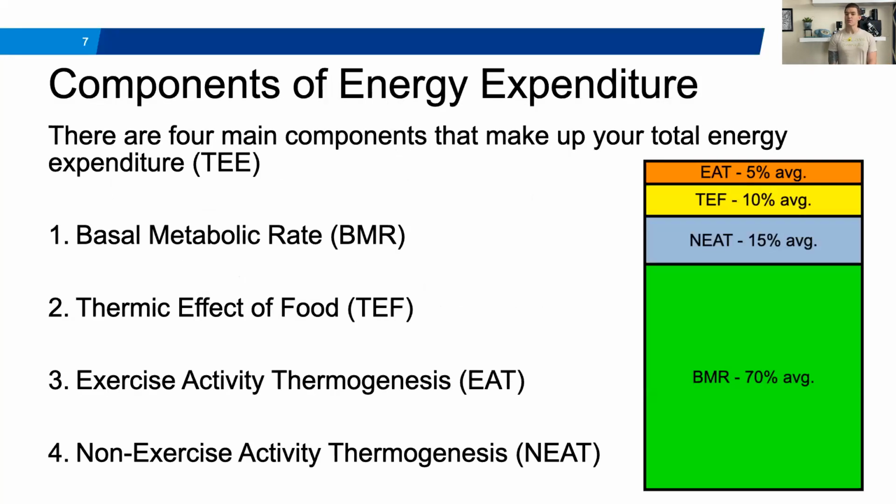So the components of energy expenditure, the four main parts of TEE, your total energy expenditure. You've got your basal metabolic rate, which you can see there is about 70% in the average. Thermic effect of food, your TEF, which is 10% average. Exercise activity thermogenesis, which is your EAT, which is roughly 5%. And then your non-exercise activity thermogenesis, your NEAT, which is about 15% of your daily total.